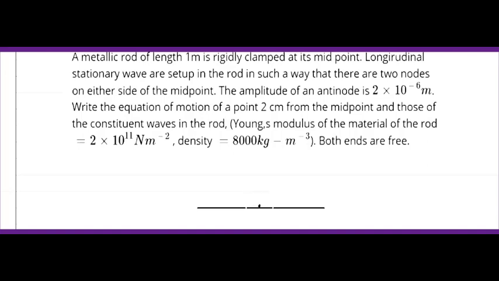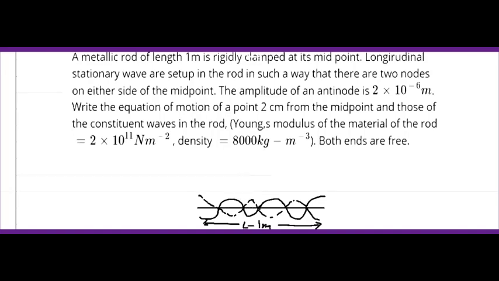Here this is the node, and suppose this length is 1 meter. Here is the node, and both ends are free. So the wave is like this. This is a diagram, and here each length is L by 2, L by 2, L by 2.